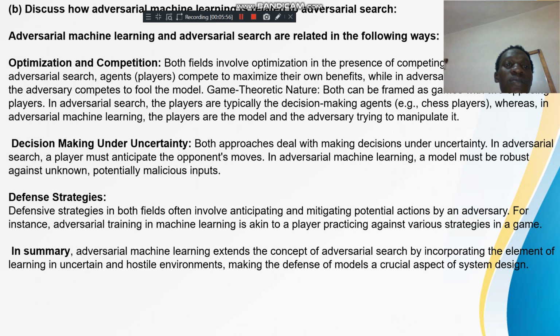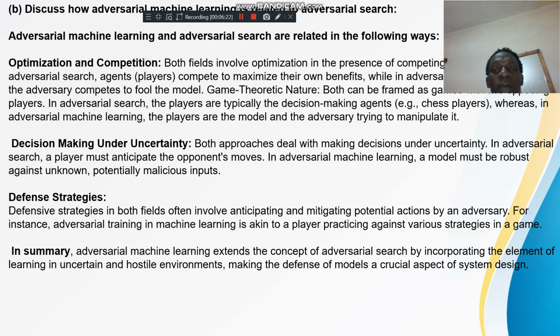Discuss how adversarial machine learning is related to adversarial search. Adversarial machine learning and adversarial search are related in the following ways: optimization and competition. Both fields involve optimization in the presence of competing objectives. In adversarial search, agents, that is players, compete to maximize their own benefits, while in adversarial machine learning, the adversary competes to fool the model.